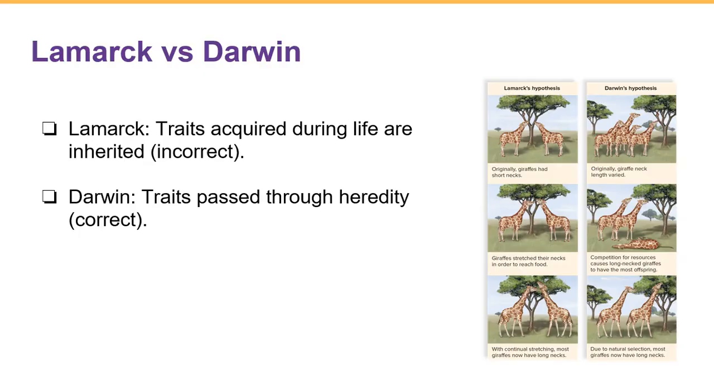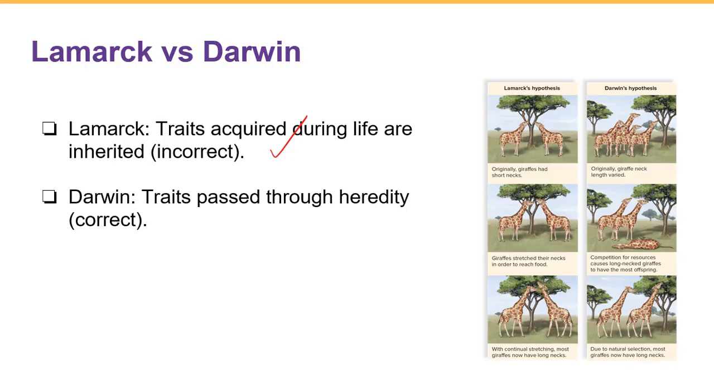Now let's compare Lamarck's idea of evolution with Darwin's idea. Lamarck's hypothesis suggested that giraffes originally had short necks. According to Lamarck, giraffes stretched their necks to reach food on tall trees. Over time, just by stretching, their necks became longer, and these acquired traits were passed on to their offspring. However, this is not correct, because traits that an organism acquires during its lifetime, like stretching a neck, cannot be inherited.